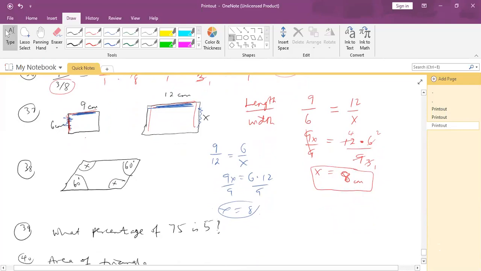All right, so let me know what you get for 38. Two angles of a parallelogram measure 60 each. How large is each of the remaining two angles? So I have a parallelogram, that means opposite sides are parallel. This side parallel to that side? I have 120. Okay, all right, that's correct. 120.